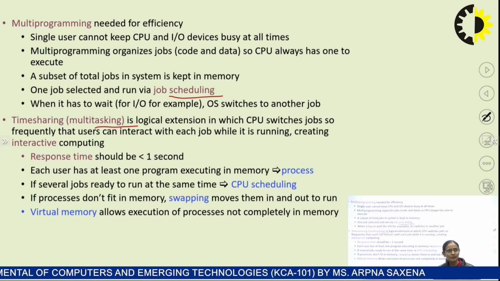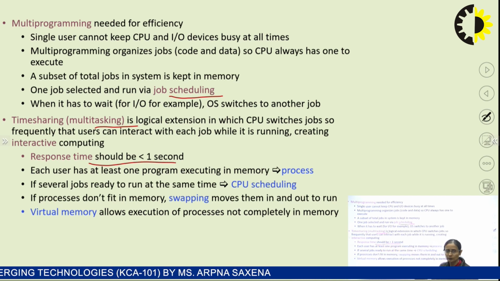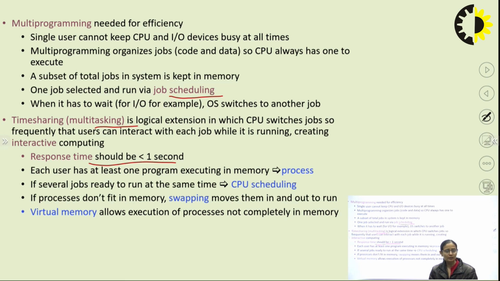What are the features in this case? Response time should be less than 1 second, but nowadays the requirement comes in nanoseconds. Each user has at least one program executing in memory that is known by the name process in this case. If several jobs are ready to run at the same time, then which job, which process, needs to be executed next? It is being done with the help of CPU scheduling.